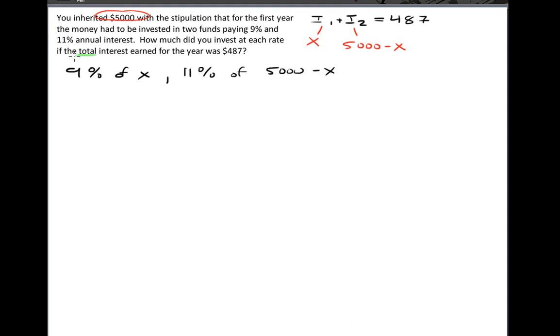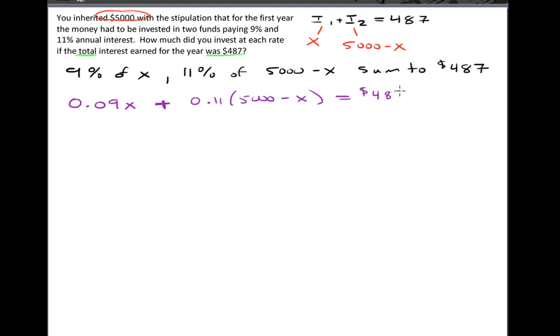And the somehow is right here in total. The total was $487. So we're going to sum to $487. All right. So 9% of X, so let's write this as an equation, 0.09X, plus 11% of 5,000 minus X, 0.11(5000 - X), sums to $487. That's our equation.